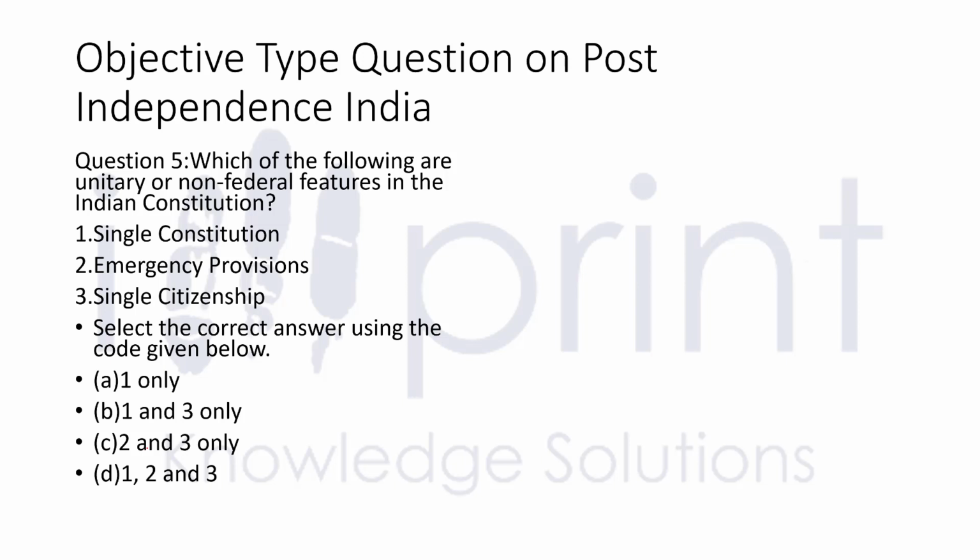Question number 5. Which of the following are unitary or non-federal features in the Indian Constitution? Number 1, single constitution. Number 2, emergency provisions. Number 3, single citizenship. And we have given codes like 1 only, 1 and 3, 2 and 3, and 1, 2 and 3. Now, if you remember, what are unitary features? Obviously, a single constitution and single citizenship are definitely unitary features, right? Obviously, emergency power is also a non-federal feature. So the answer would be 1, 2, and 3. All of them are features of a typically unitary nature.